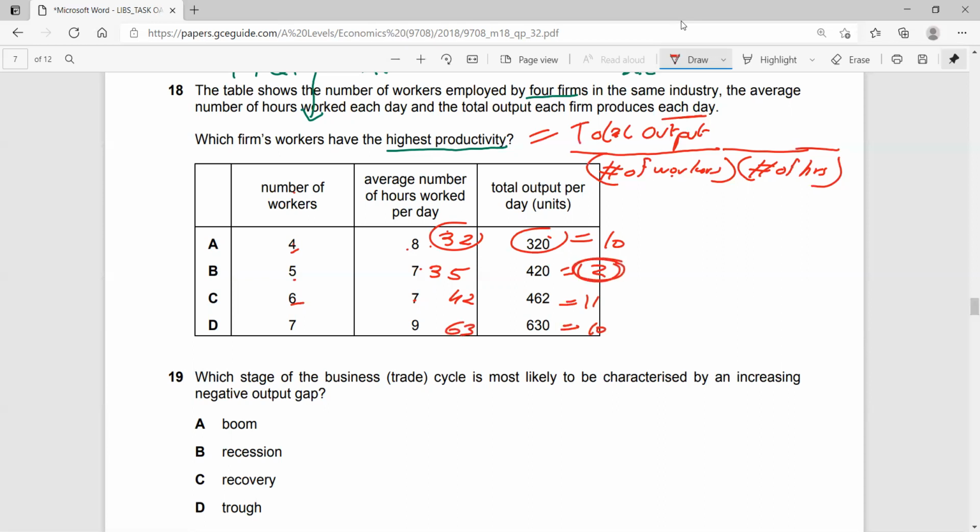The highest productivity is for option B, that's 12. So it produces 12 units. So on average, one worker, an average worker, in 1 hour produces 12 units. That's what this is telling us. You just use this formula and you get the answer.